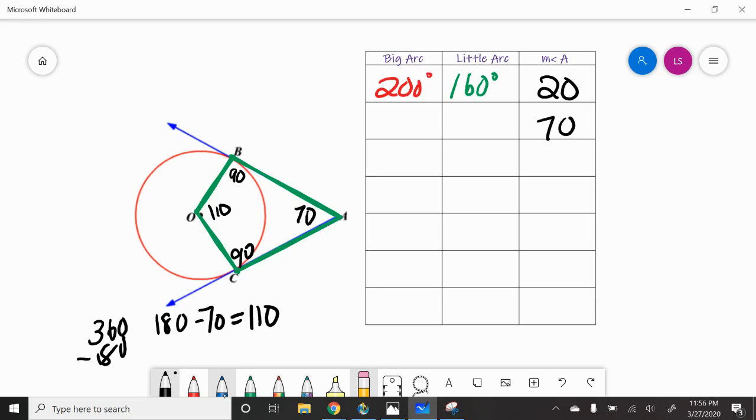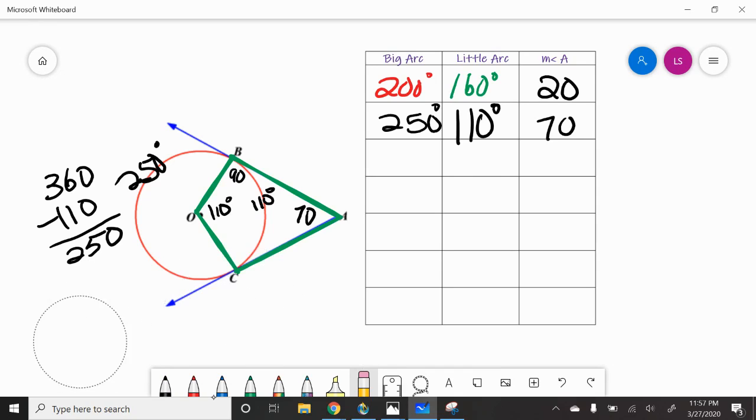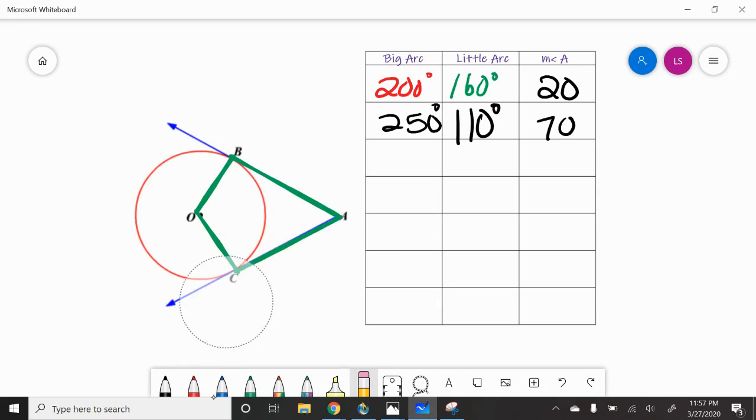So therefore, since that's a central angle, the intercepted arc is also 110. So my little arc, or the minor arc, is 110. Okay. Now to get the big arc or the major arc, we do 360 minus the little arc, and that gives us 250. So this is 250 over here. Okay. Anybody seeing a pattern? I don't know. Maybe you might want to pause the video. Up to you. I'm going to do another example.